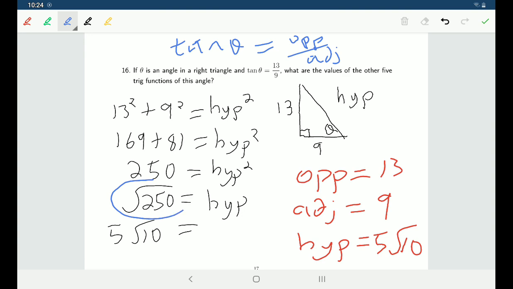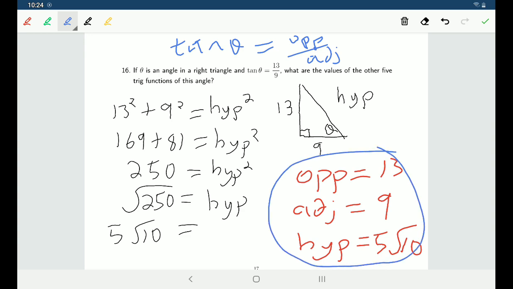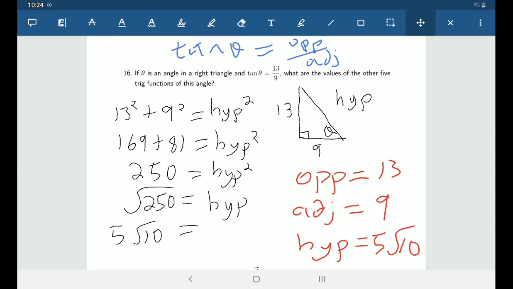Don't forget, of course, that root of 250, you need to write that in simplest terms. Root of 250 is root of 25 times 10. 25, root of that is just 5, so we've got 5 root of 10. And so once we have these three things, opposite, adjacent, and hypotenuse, then we're ready to go.